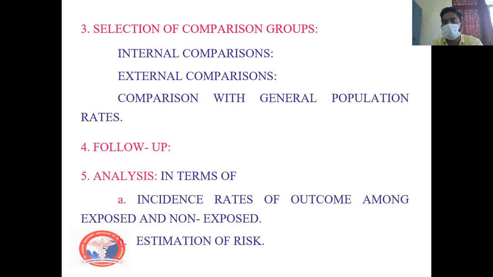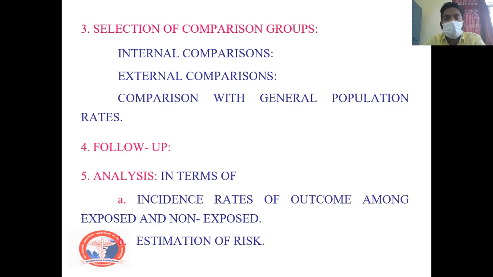So by comparing these things, we are able to make some data. The main point in epidemiology is we need to compare with other people so that we can identify what the problem is and what the answer is for that particular research question. So selection of comparison group may be internal comparisons, or external comparisons, or comparison with the general population rates, right? Then follow-up must be at regular intervals, and it has to be followed strictly. Last one, analysis.